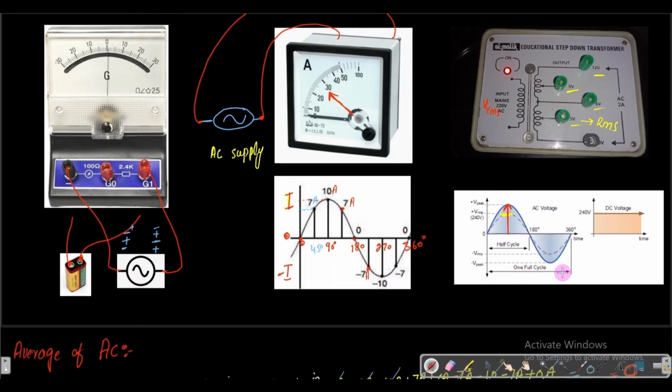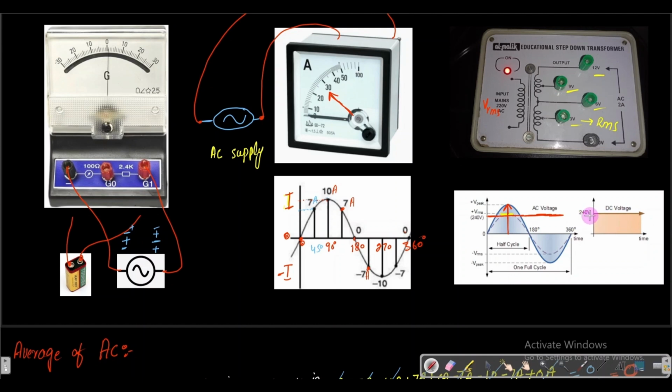So this is actually the peak value, and this is the RMS value. And let's say if we draw the line on this RMS value, then this behavior of the AC will be converted into DC, and here it will behave as a DC current.